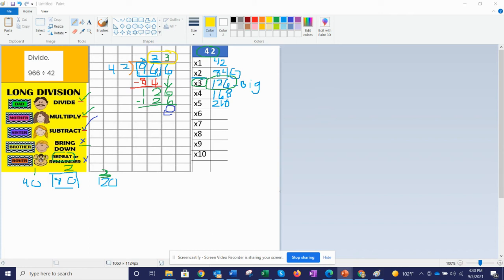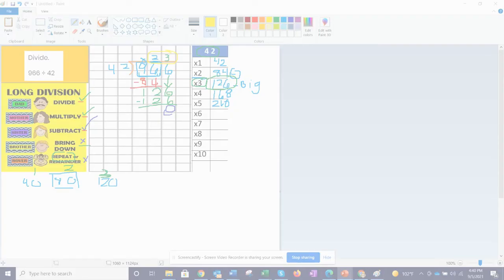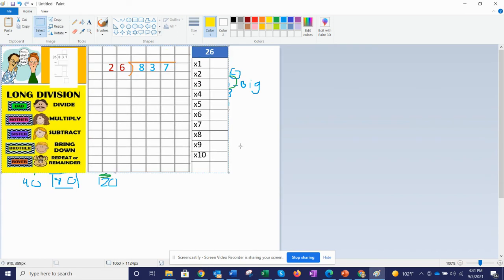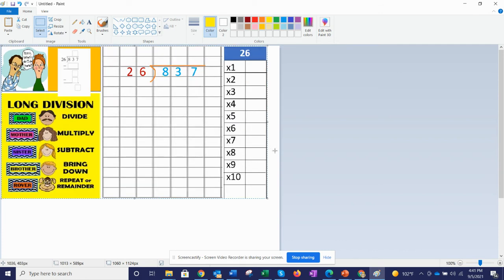Let's see here. Let's look at one. I think this one has a remainder. Let's look at it and see. Okay, we're going to try a new one here. Let me pull her up here. I'm going to make it a little bigger so it covers up what we were doing before. There we go. This time it kind of shows you and wants you to fill in the boxes as you go.